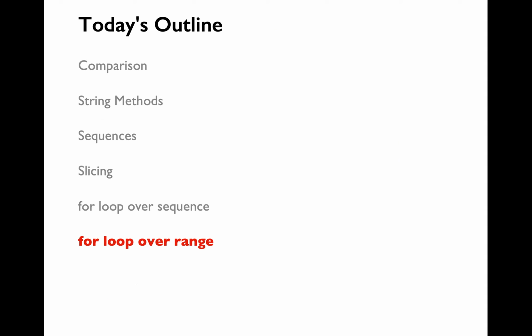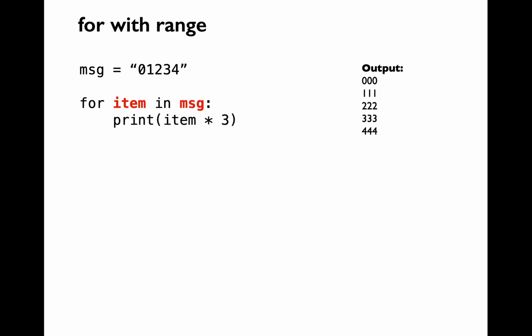Let me talk briefly about the range built-in function call. Here we have an example where we initialize the variable MSG to the string of 0, 1, 2, 3, 4. The for loop is saying for item in MSG colon. So you're going to extract every character. Then you're displaying item times 3, which will simply replicate each of those characters 3 times, correct?